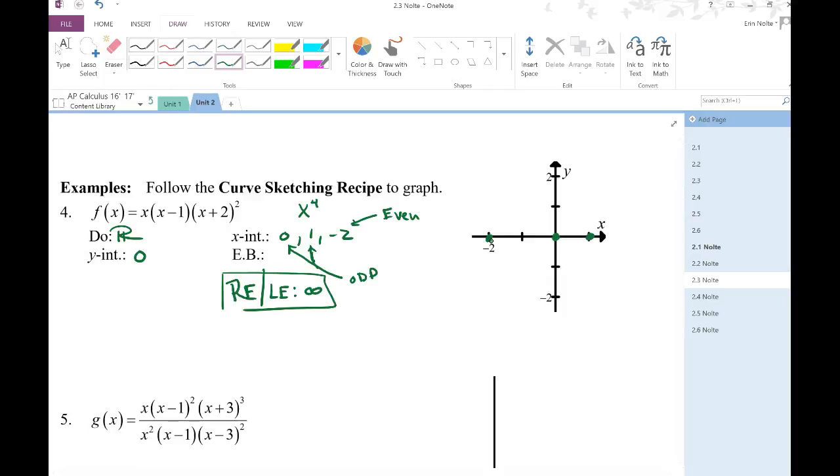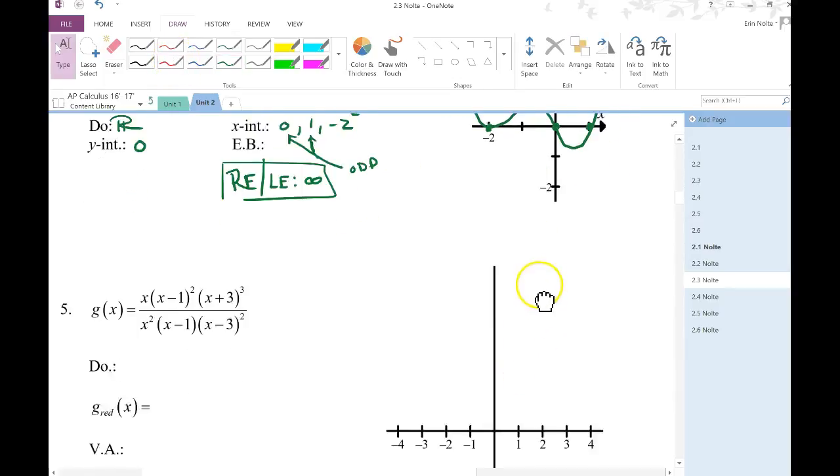How do we know how far down? Good question. How do you know how far down it goes? That's when you start getting into calculus. In this lesson, we don't care how far up and how far down it goes. Eventually, we're going to get there, and you'll be able to figure out those mins and maxes. Everybody okay with that one? Pretty easy?